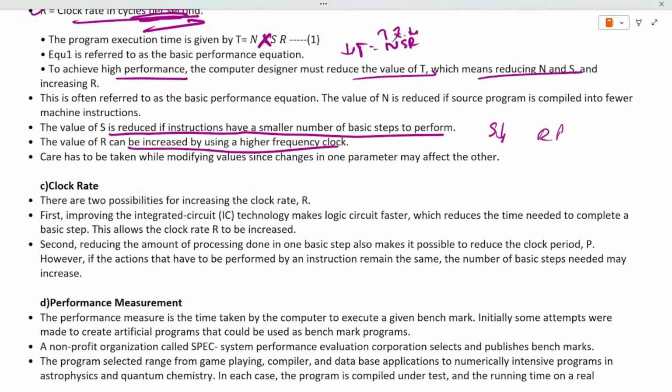Okay, now care has to be taken while modifying values since changes in one parameter may affect other.